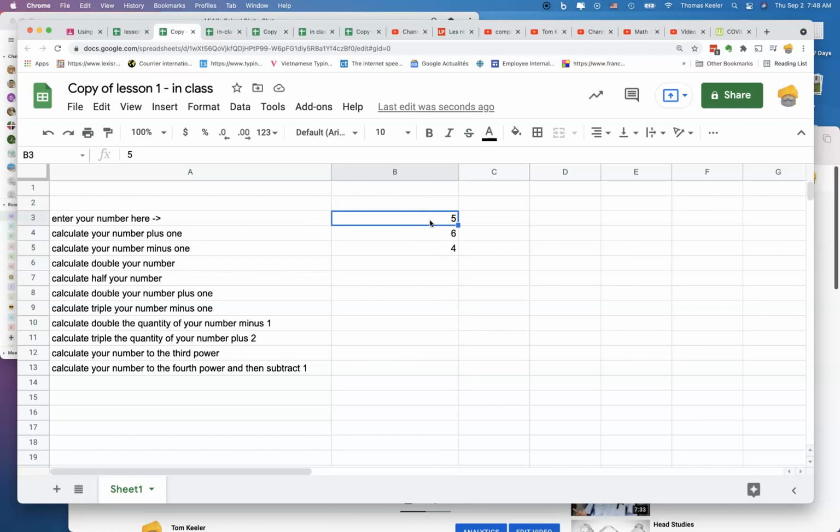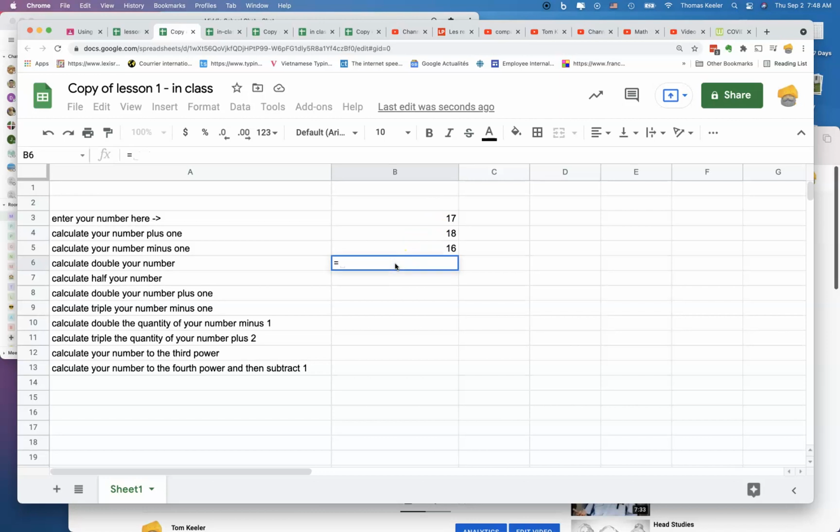Okay, now what if we go back to 10? So if we go to 10, now the spreadsheet says, oh, I see, you've changed your number, and so I'll do all the calculations now based on 10 instead of 5. Okay? And you could change it, in fact, to a nice prime number like 17, and then you get 18 and 16. Okay? So calculate double your number.